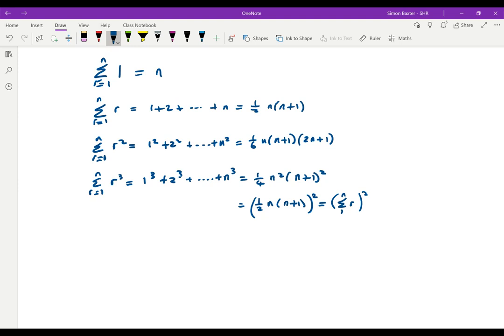Let's just use one of them. Let's find sigma 1 to 20 of r squared. Very simple. We just go to the formula for sigma r squared, 1 to n, put n equal to 20. I should really have written r equals. That is equal to, putting n as 20, 1 over 6 times n, plus 1, times 2n, which is 40, plus 1. And if you press the buttons on that, you get 2870.